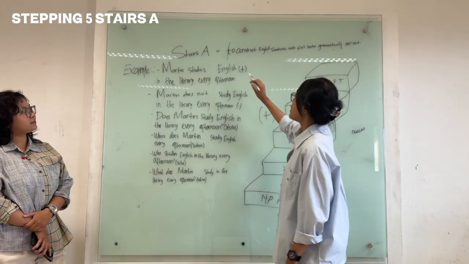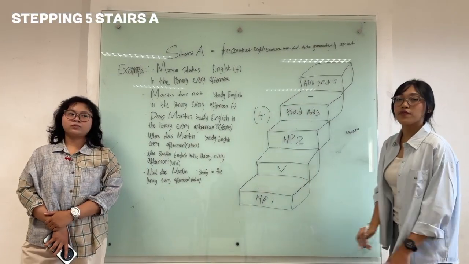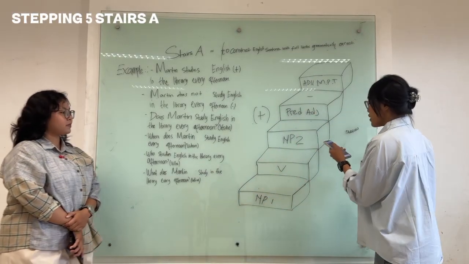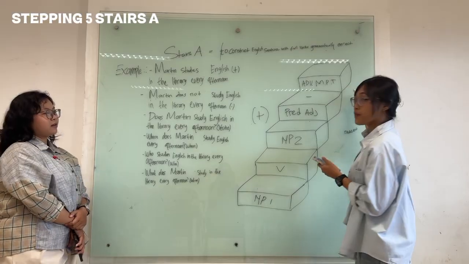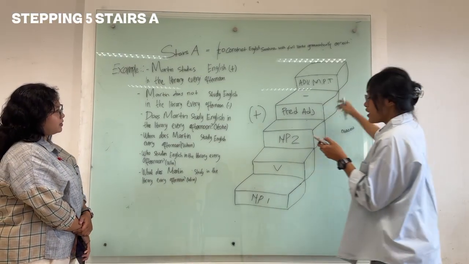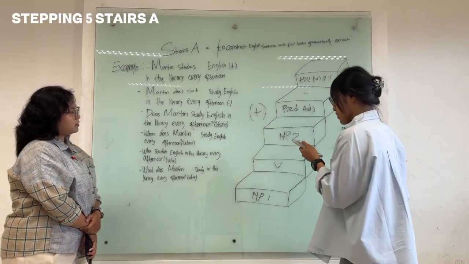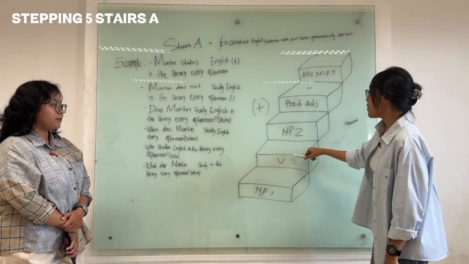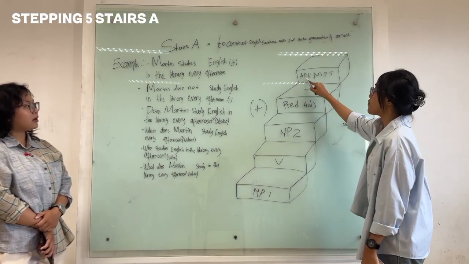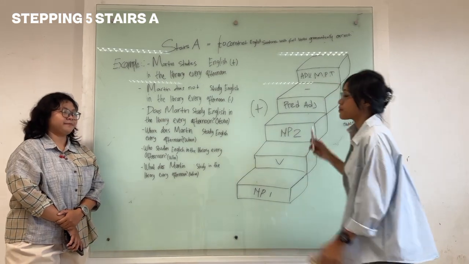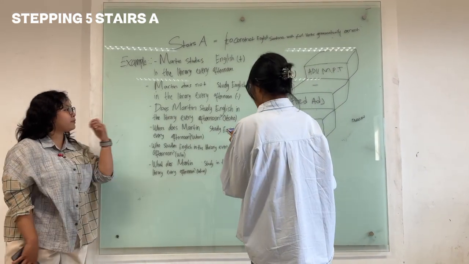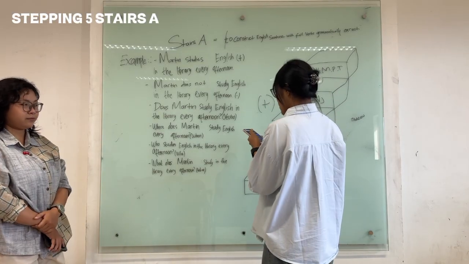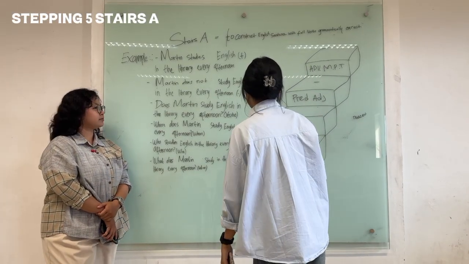Stepping 5 stairs A is used to construct English sentences with full verbs grammatically correct. How do we construct them? First, draw the 5 stairs A completely and name each part of a sentence based on the function of each stair correctly: NP1, verb, NP2, verb adjunct, adverb of manner, place, and time. Underline and name each part of a sentence based on the function of the stairs correctly.